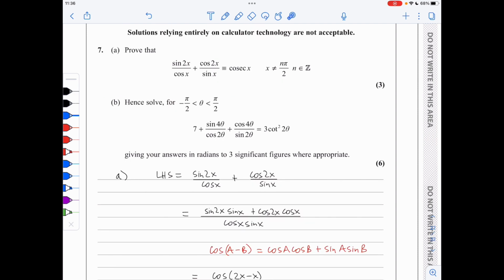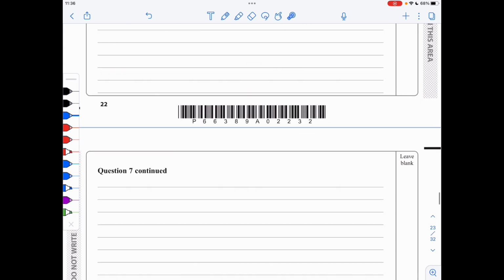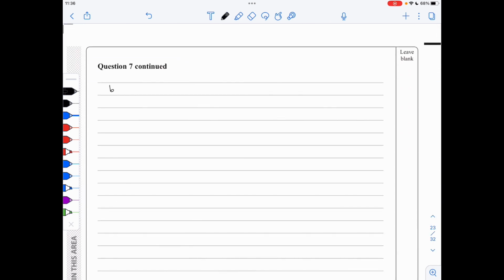In part B, we need to solve the given trigonometric equation given here. So we first spot that this part here, the sine 4 theta over cos 2 theta plus the cos 4 theta over sine 2 theta, is simply cosec of 2 theta because our x has been replaced with 2 theta. So the first thing I will do is write down that we have 7 plus cosec of 2 theta is equal to 3 cot square 2 theta.